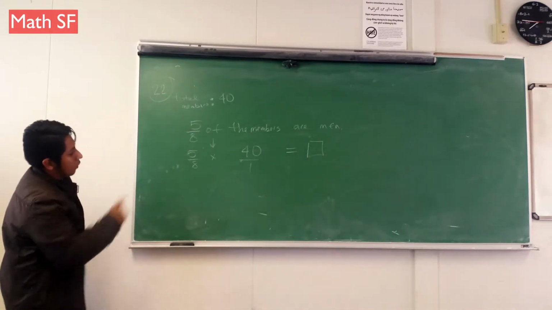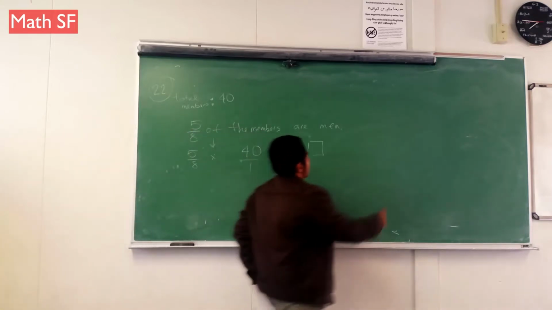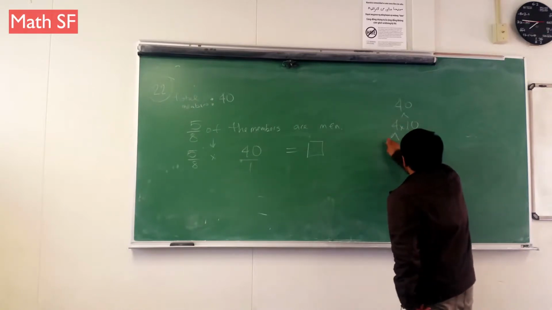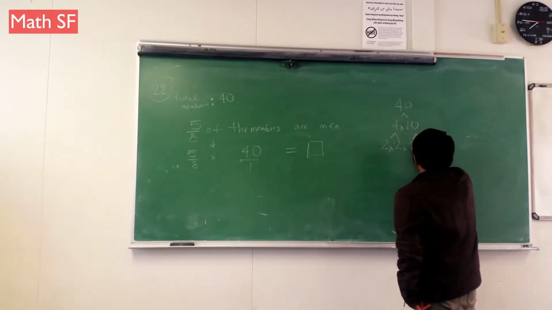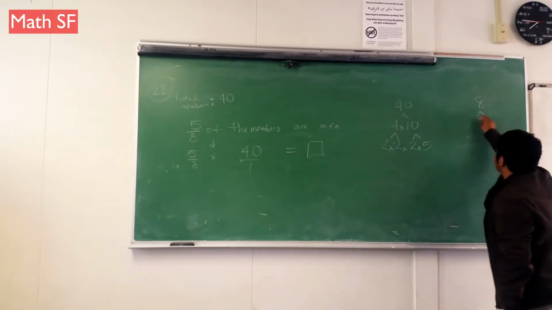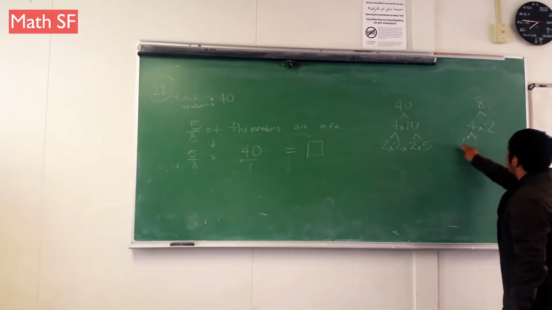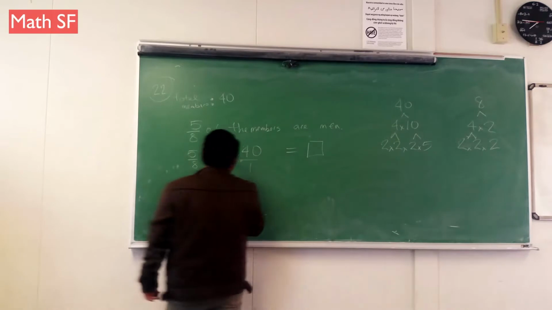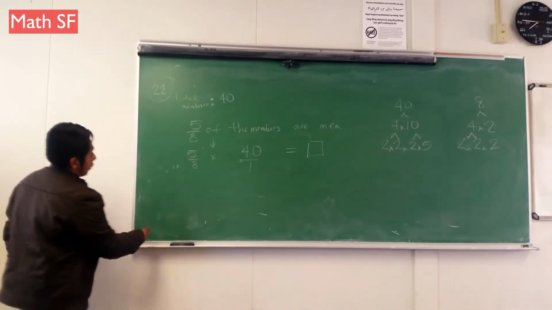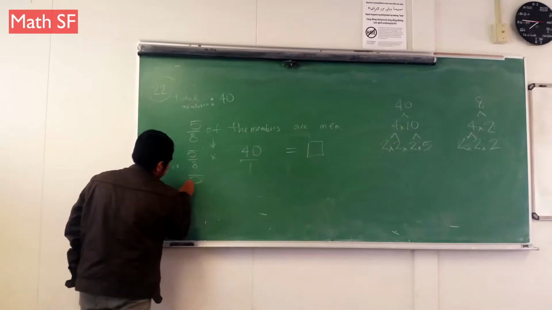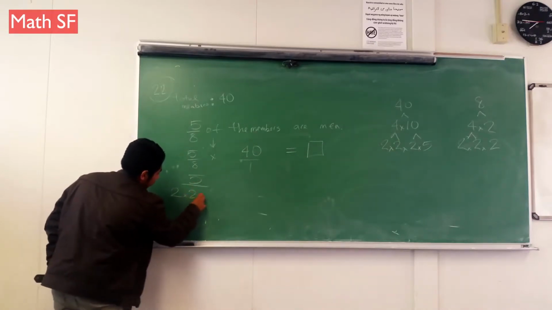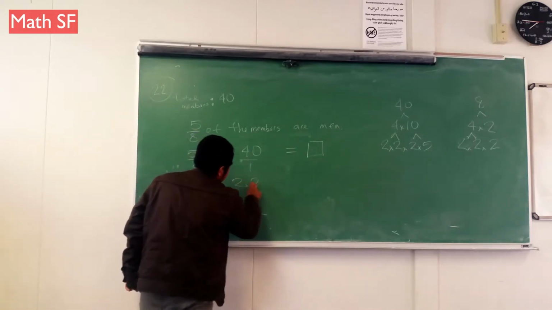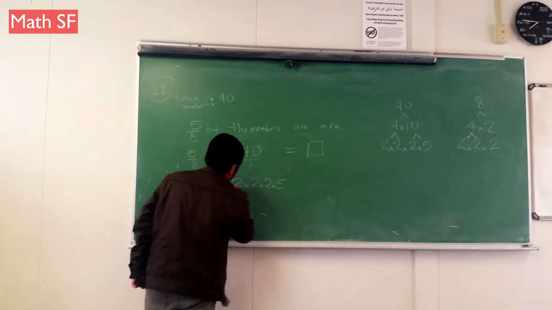Now, I have to break everything down as a product of prime numbers. Let's see. What is 40? 40 can be 4 times 10. And this 4 can be 2 times 2. And this 10 can be 2 times 5. And that 8 is going to be 4 times 2. And this 4 is going to be 2 times 2 times 2. What else do I need to break down? Anything else? No, because the 5 is a prime number. Let me write that here. 5 over 2 times 2 times 2, times 2 times 2 times 2 times 5 over 1.